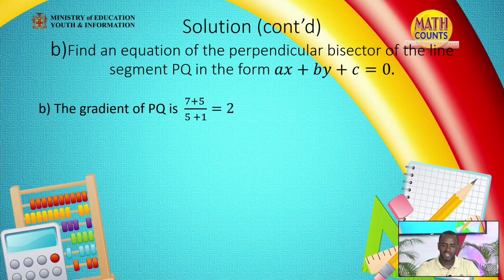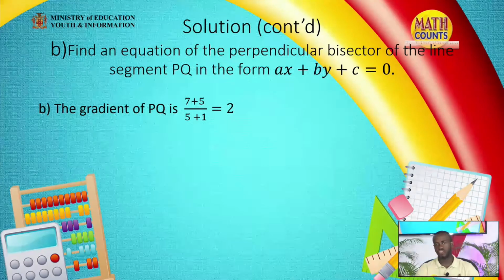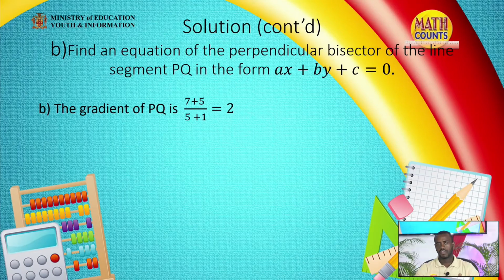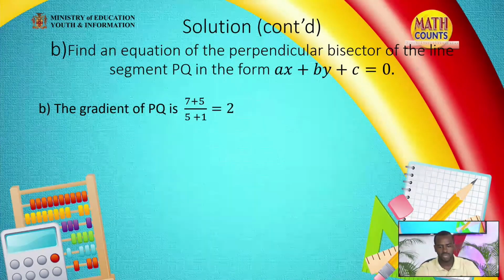So we first find the gradient. And the gradient is found by using your vertical change written as a fraction to your horizontal change. Therefore, we end up with 7 plus 5 over 5 plus 1. After simplifying, we get a result of 2. Therefore, the gradient of PQ is 2.